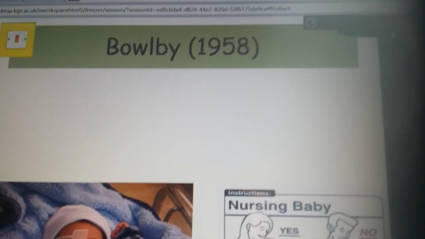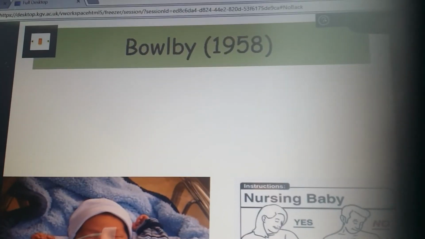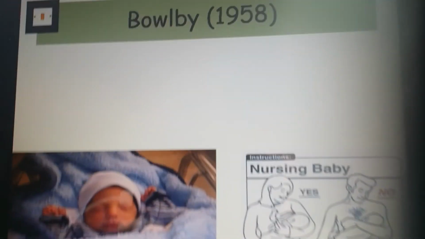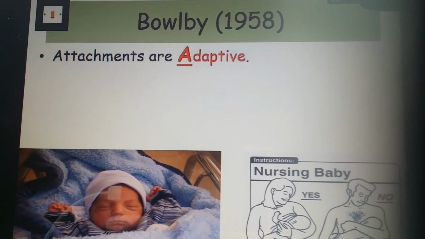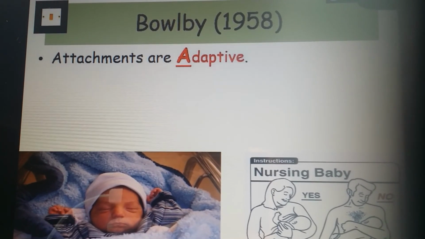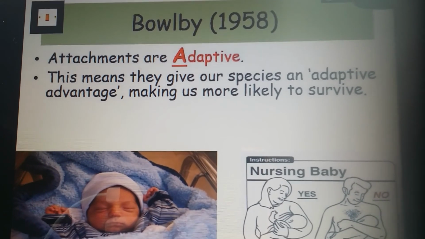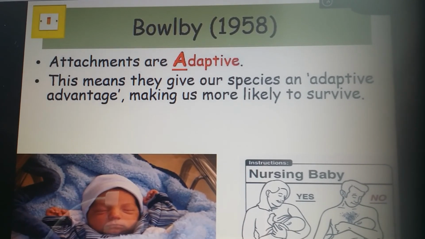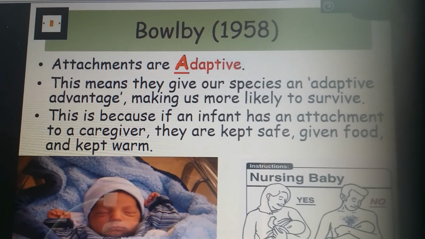So, Bowlby, 1958. His theory was basically created as an evolutionary theory, but does also have parts of developmental psychology. It isn't just evolutionary in nature. The first part is definitely evolutionary in nature, which is the adaptive idea. The idea that if we have an attachment, it helps us to survive and therefore it is useful.